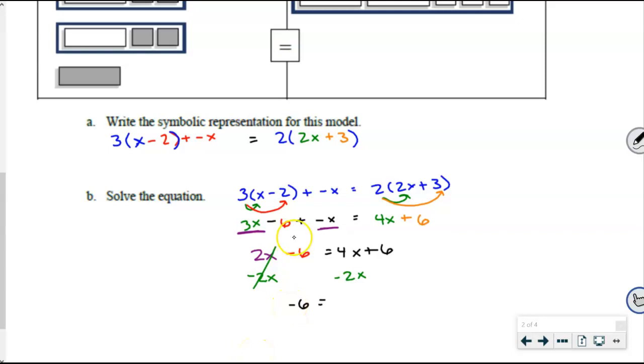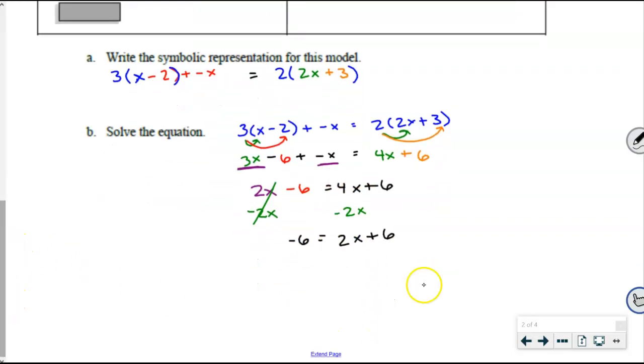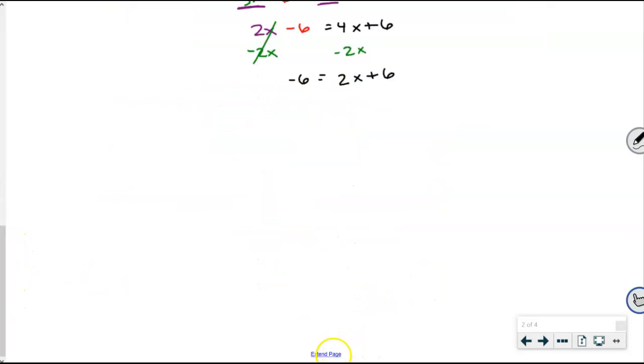Math Practice 6, attend to precision. I know we got rid of everything else that we were subtracting the 6 from, but that means that I have negative 6 left. 4x take away 2x is 2x plus 6. Again, make sure you're careful here with your Math Practice 6.